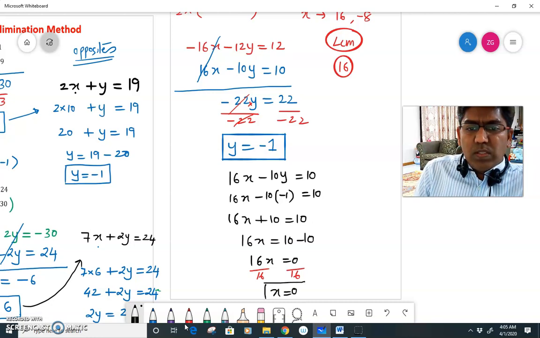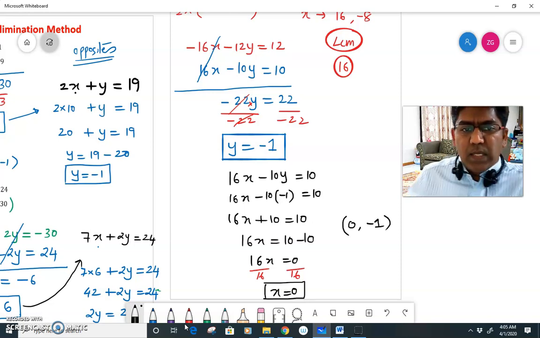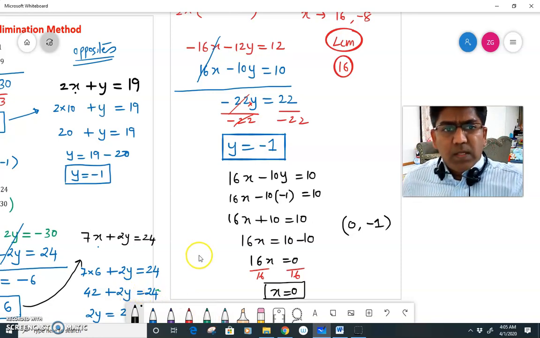So in the elimination method, what we have to do is ensure that one of the two variables has opposite coefficients. Once you have opposite coefficients, you simply add, that variable gets eliminated, then use that value to find the other value. That's it.